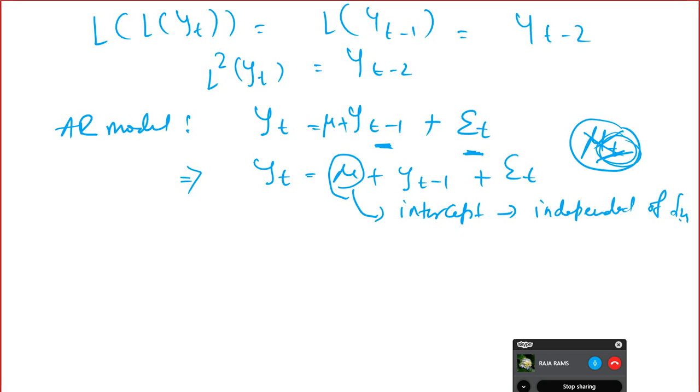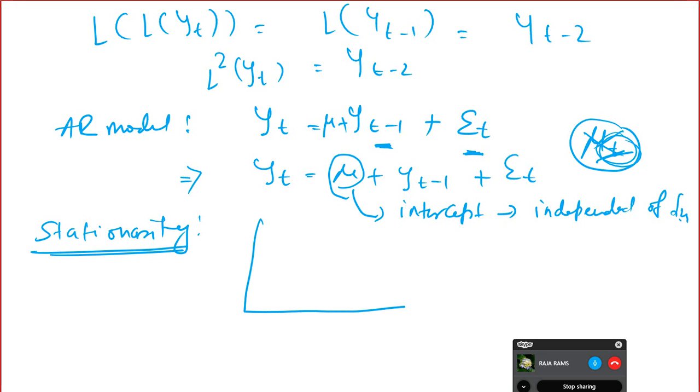Okay. Now at this point, I will introduce this concept of stationarity. So, in time series, the concept of stationarity is very important to understand. So what is stationarity? I'll show you some graphs.